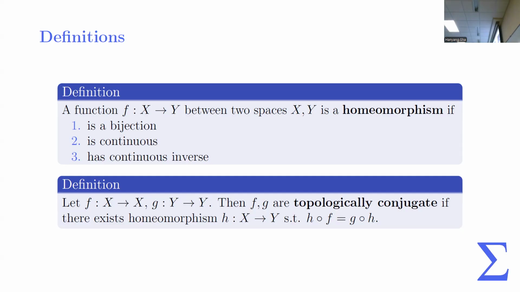So what does this mean? You consider this diagram. X to X, take F. Y to Y, take G. And then from X to Y, you have this homeomorphism H. So basically, this path gives you the same result as this path. This makes sense. This is a commutative diagram. And also H is a bijection. So I guess if you take F, then going around this way gets you back just the F.